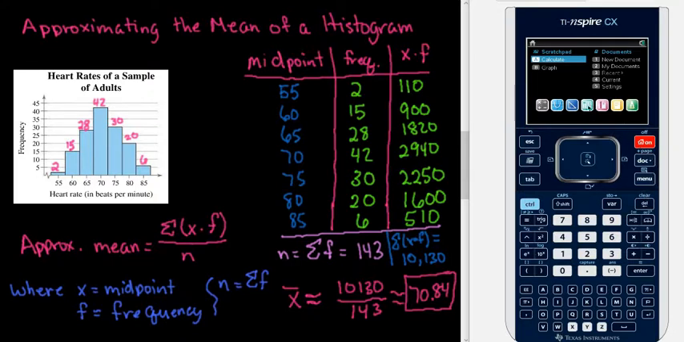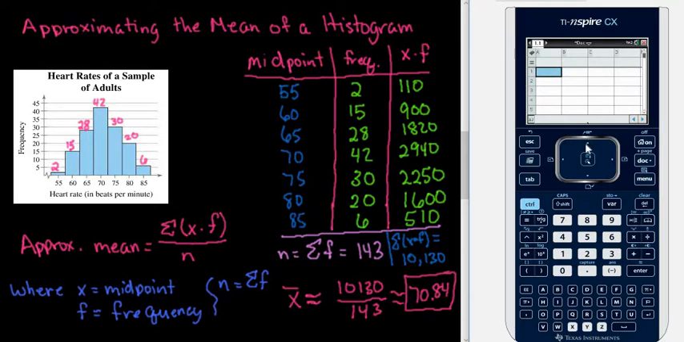So with this, what we're going to do is open a spreadsheet screen, and as always we want to make sure that we label each of our cells. So for the first one we have midpoint. I'm just going to call this the mid PT for midpoint. I would put in my values, so the 55, 60, 65, 70, 75, 80, and 85. Always just verify that you got them in there correctly.